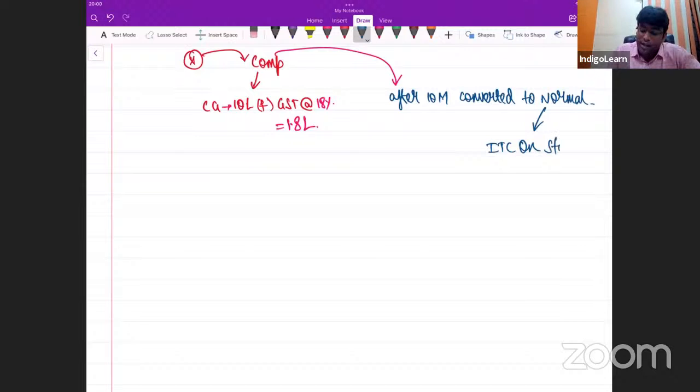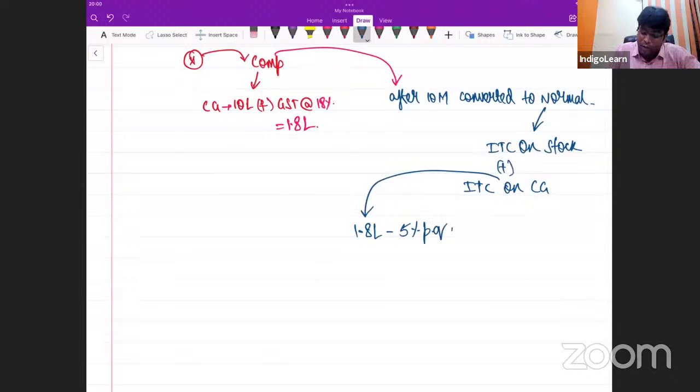Now once he converted to normal, what he can do? He can claim ITC on stock. Plus, he can also claim ITC on what? Capital good. How will you calculate ITC on capital good? 1.8 lakhs minus 5% per quarter for 4 quarters, because it is 10 months. 10 months means obviously how many quarters, my dear friends? 4 quarters. No doubt about it. Clear, friends? So it is 20%.